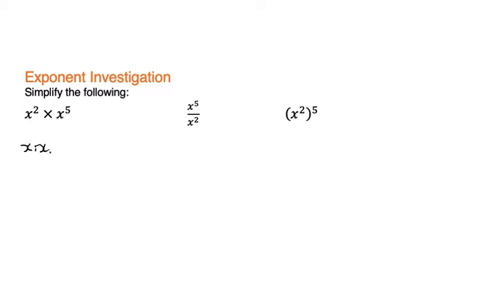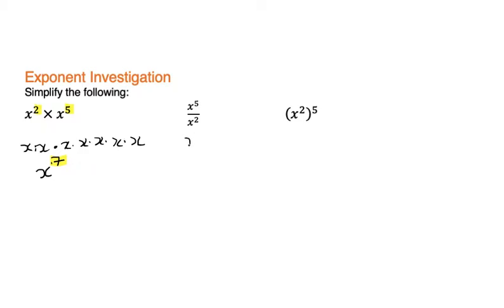So x squared can be written as x times x, and x to the power of 5 can similarly be written as x multiplied by itself 5 times, and I'm just going to put a dot here instead of multiplication to be consistent. So look what happens. What ends up happening is we end up with 7 of these. So this leads us to our first rule, which is when you have a common base with exponents, you can just add them, because that's how many of them you have in total.